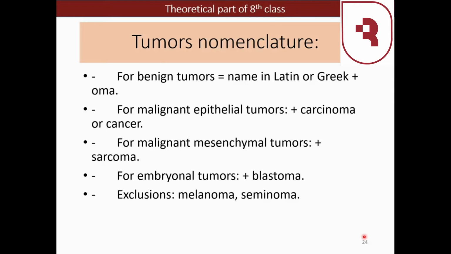From this common rule, we can see two exclusions, for example, melanoma and seminoma. All these terms end with the suffix oma, and it should be a benign tumor. But these are exclusions, and melanoma and seminoma are malignant tumors. Melanoma is a malignant tumor from melanin-synthesizing tissue, and seminoma is a malignant tumor of the testes.